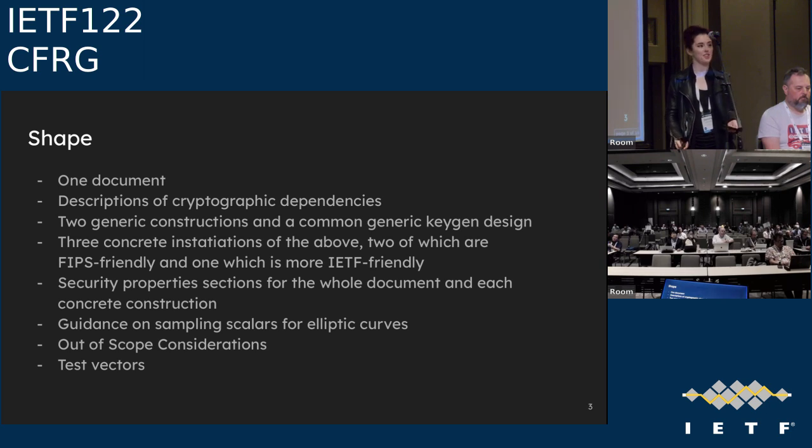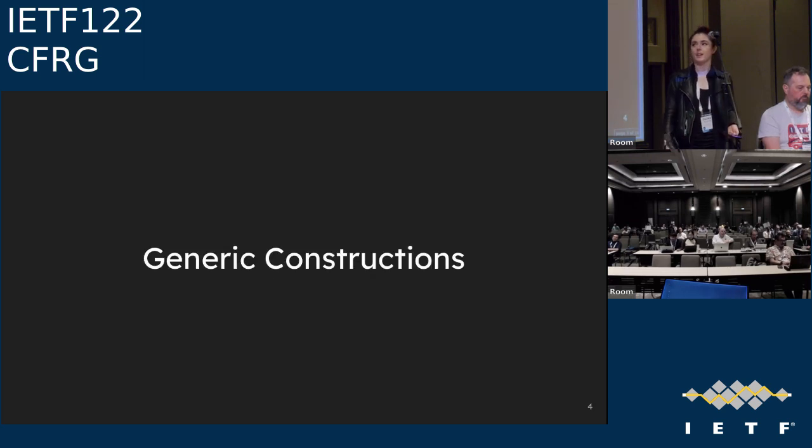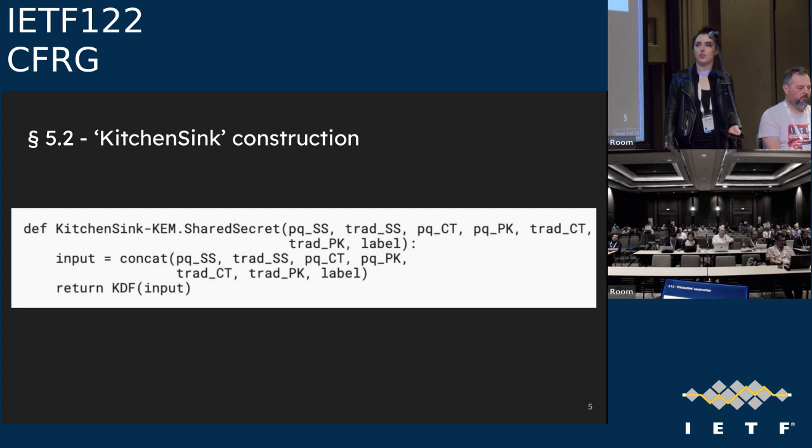A whole section on what is out of scope of this construction, or of this whole document, and a bunch of test vectors. So our generic constructions are the kitchen sink construction. I picked the name. It just seemed, you put everything in it, including the kitchen sink. So this is the conservative, simplest, secure construction.